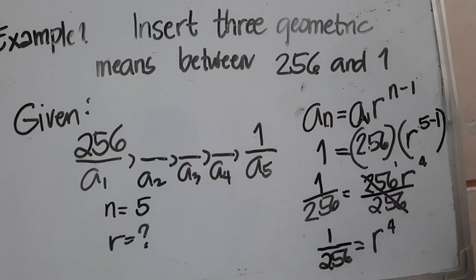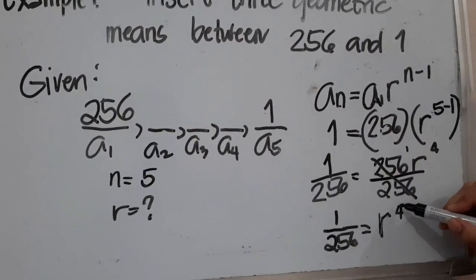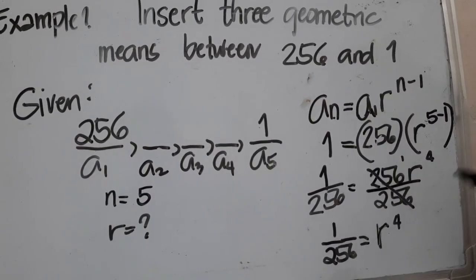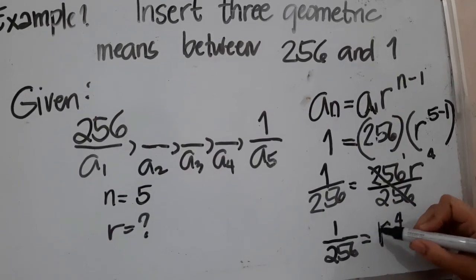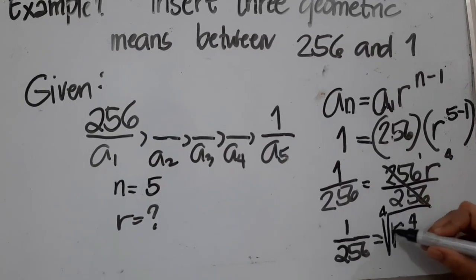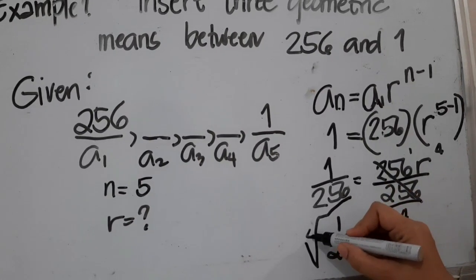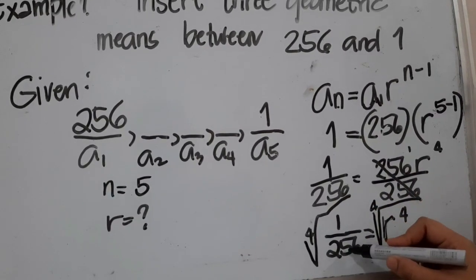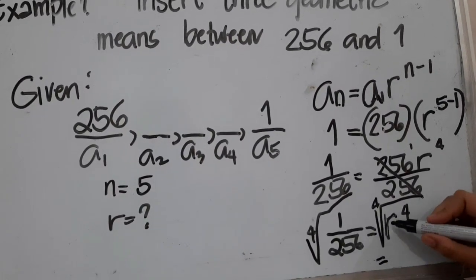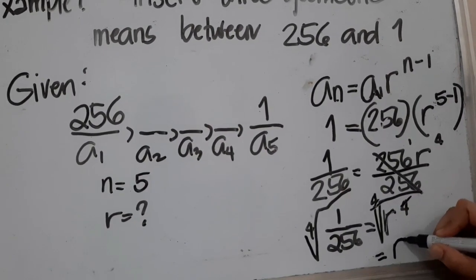That's it. Since we have to solve for r alone and to eliminate this exponent 4, we will be using the extracting of roots. So how do we extract this exponent 4? We are going to have the fourth root of r raised to 4. So the other side will also be the fourth root of 1 over 256. Solving now, this will become the fourth root of r raised to 4. So this will be eliminated, and what's left is only r.